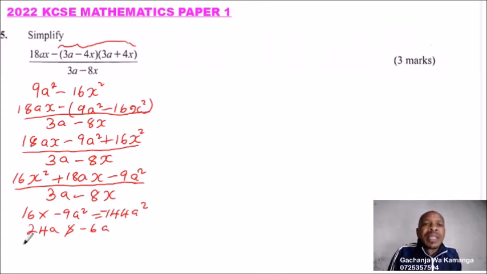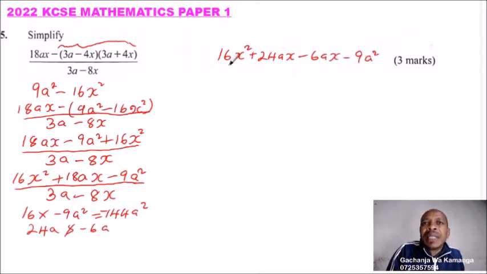So we rewrite our expression. This is 16x squared. Now instead of 18, we write plus 24ax minus 6ax, and this is minus 9a squared. So we have modified our quadratic expression.